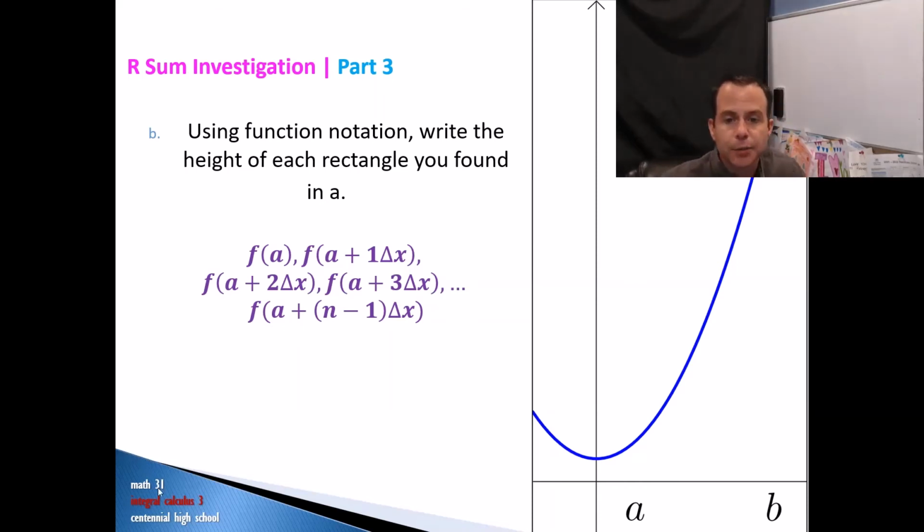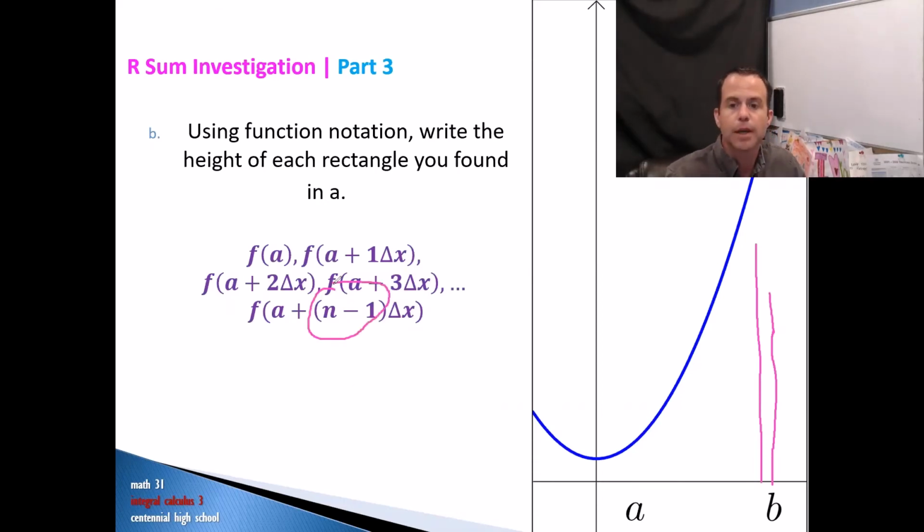I just want to make sure you can visualize that because I don't want you at home scratching your head. If this is where I stop, this is actually my last rectangle. Do you know what I mean? And so this would be 1 increment away from the stop. That's why we have that n minus 1 there.